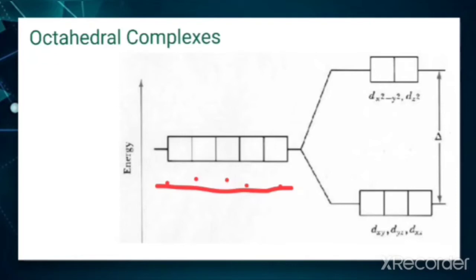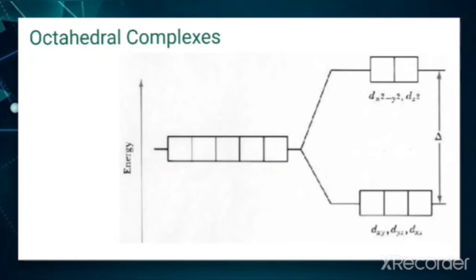That's why you have to make all the five boxes, that is the orbitals, in the same line, as seen here. All have the same energy. So when you are making this diagram, first you have to make the five d orbitals in the same line, which shows that they have the same energy, that is, they are in the degenerate state.